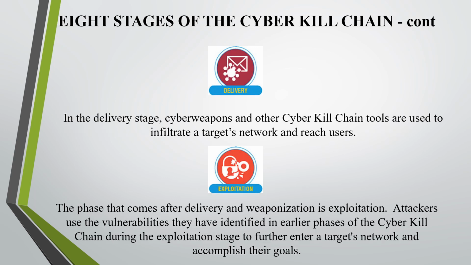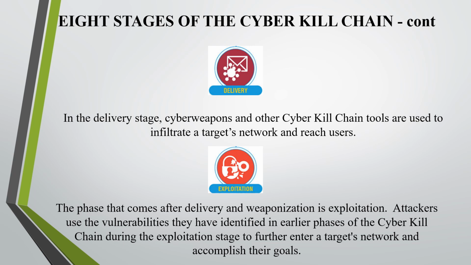The third stage is delivery. In the delivery stage, cyber weapons and other cyber kill chain tools are used to infiltrate a target's network and reach users. The delivery may involve sending phishing emails with malware attachments and clickbait subject lines to users. Delivery may also involve breaking into a company's network and infiltrating it using hardware or software weaknesses.